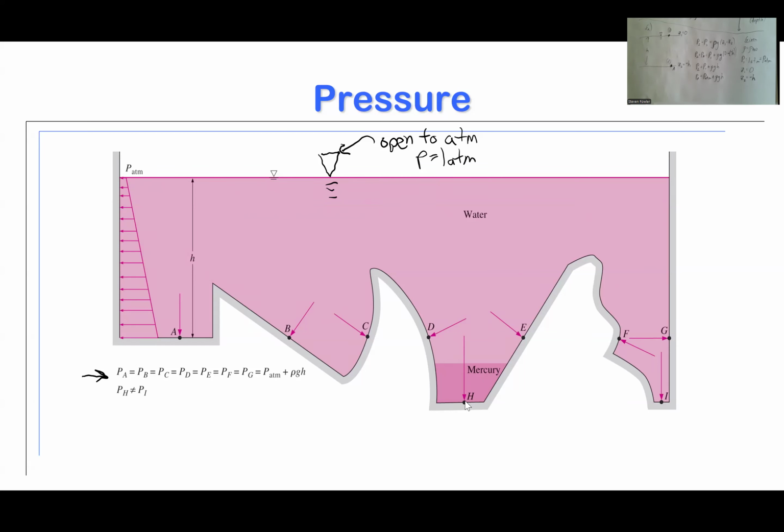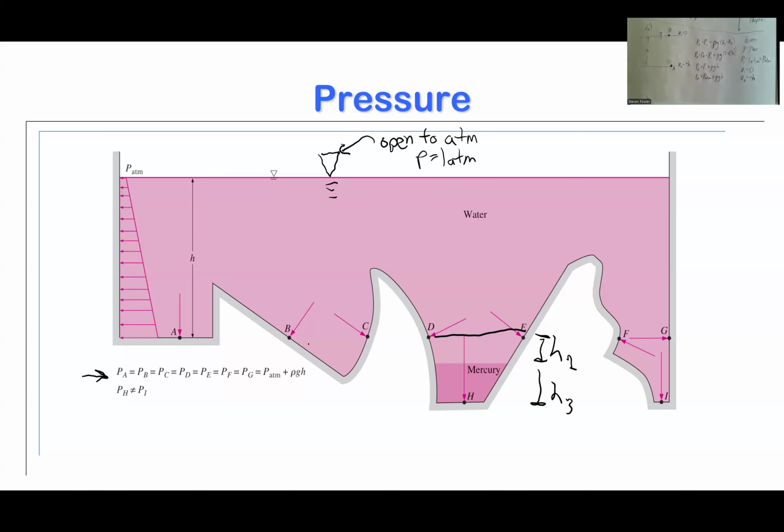Now I could find the pressure here, but that means I'm going to need to know how tall this column of mercury is. And I would need to know how tall this column of water is from here to here. So basically, if I draw that in there, I would need to know another H here. We'll call this H2. And I would need to know this H3.